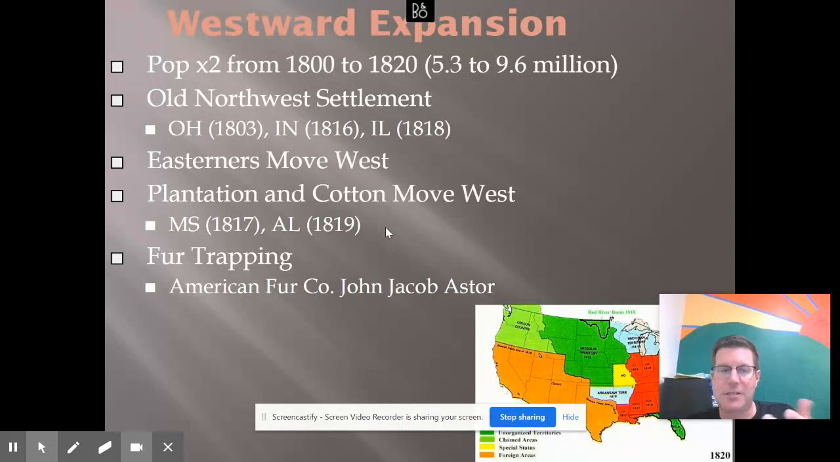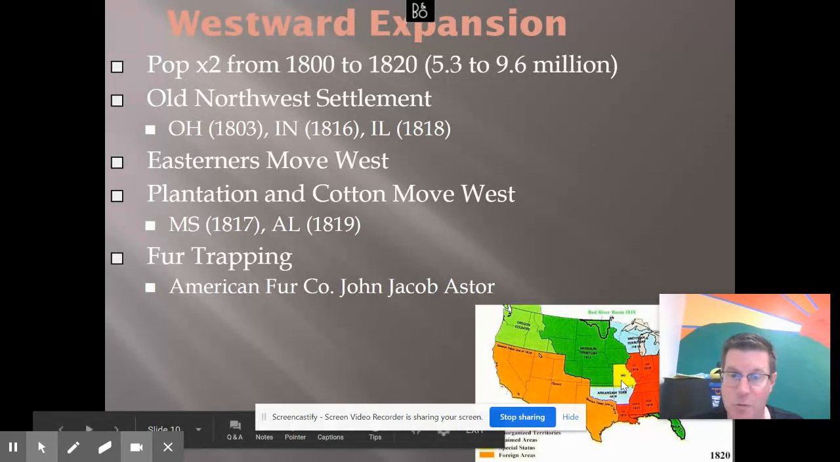The plantation society and the idea of having cotton crops moves west also. Just as the cotton gin is getting invented and they're perfecting this whole idea of growing lots of cotton in places like South Carolina, plantation owners from there think, I can get a lot cheaper land out west, and they move into Mississippi and Alabama, which both get statehood in the 1810s. So there's pretty rapid westward expansion, filling up everything up to the Mississippi River, and even getting settlement in Missouri by the 1820s.